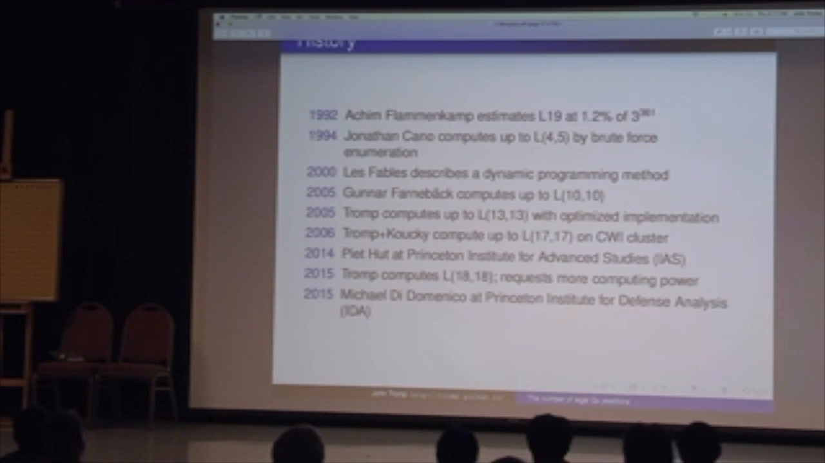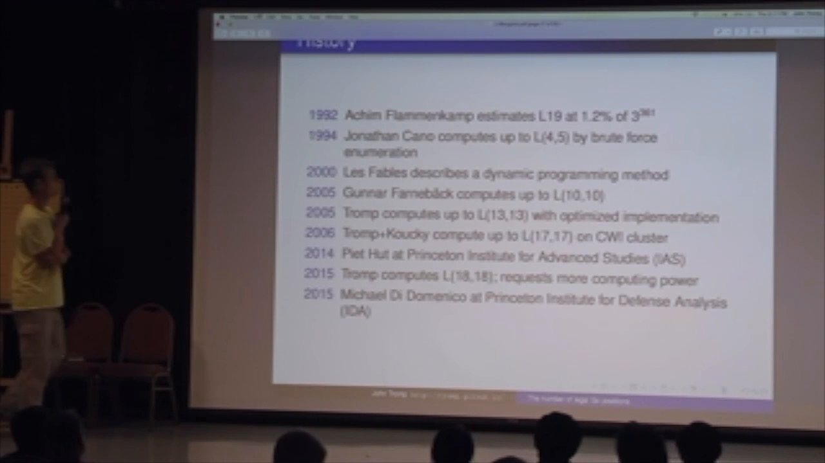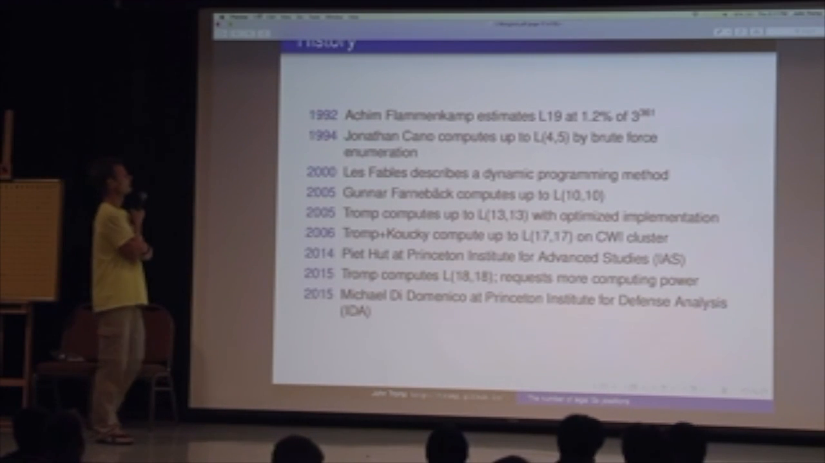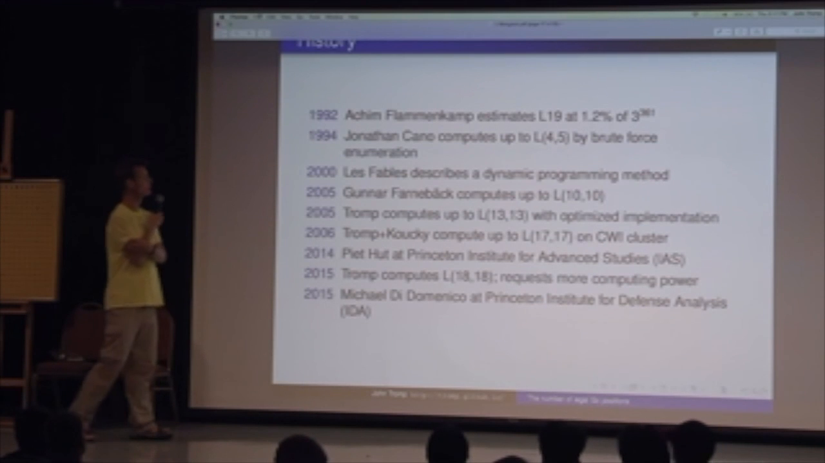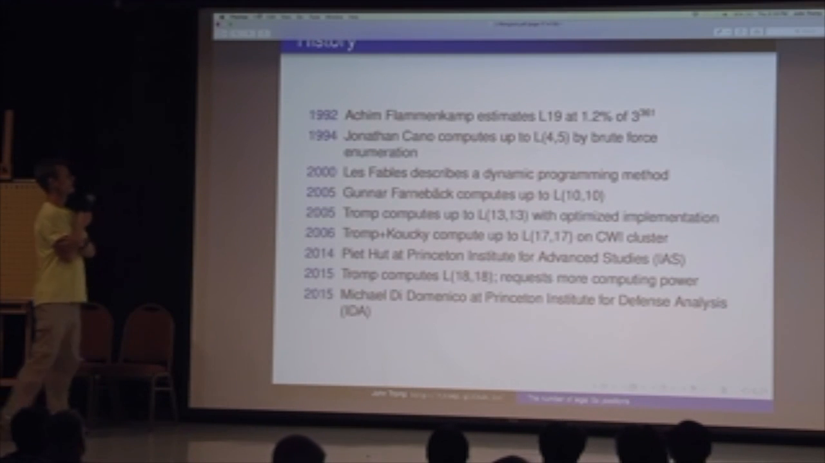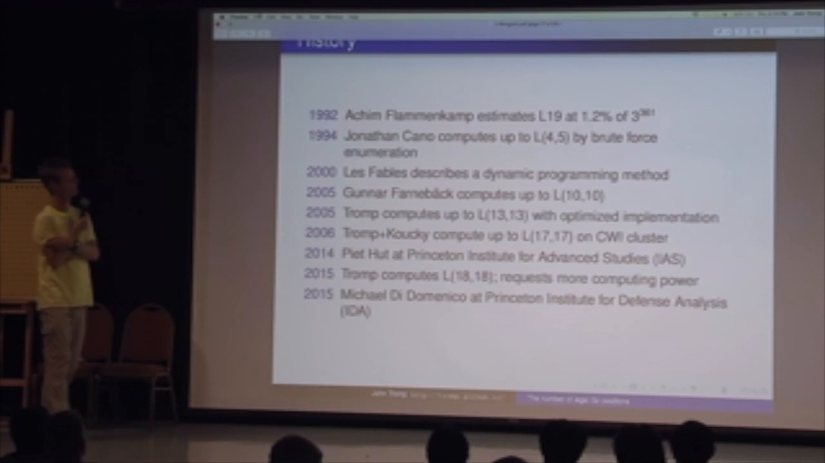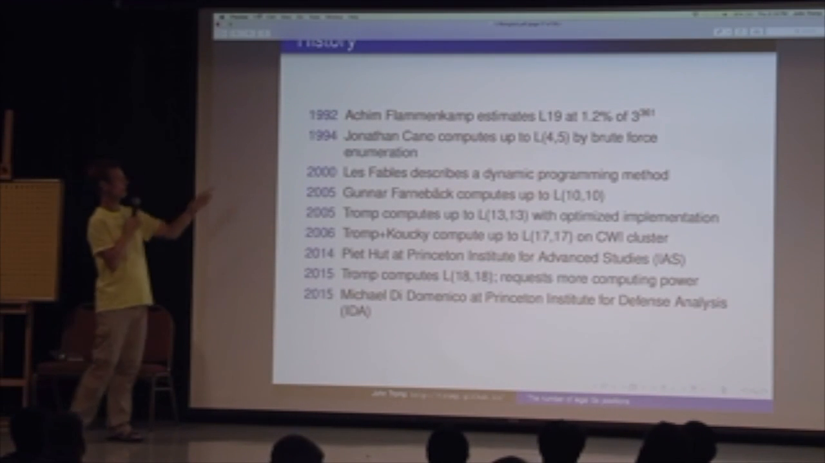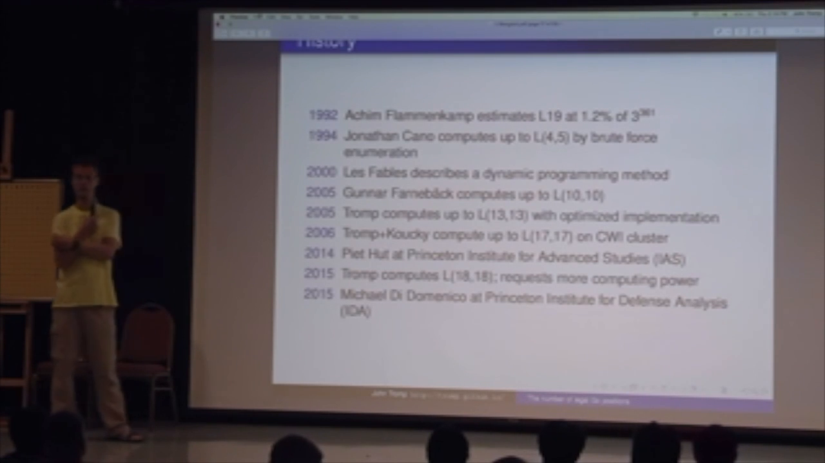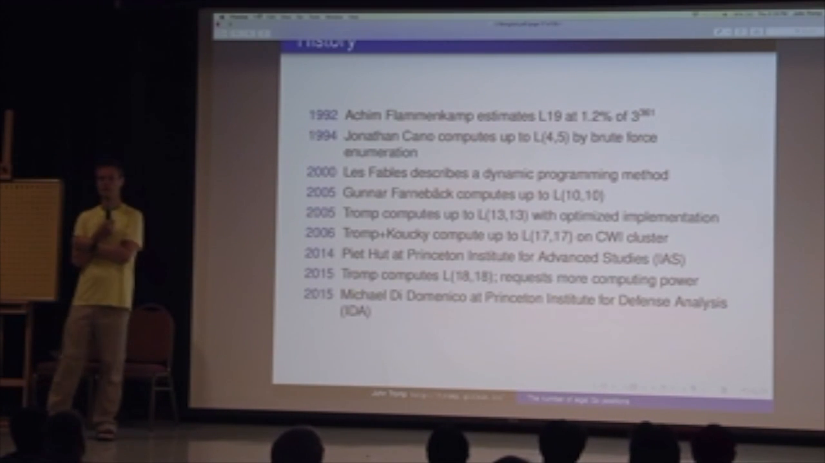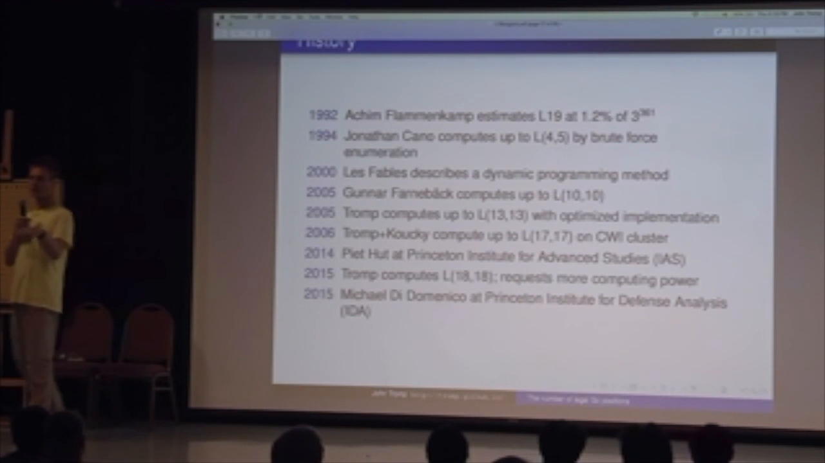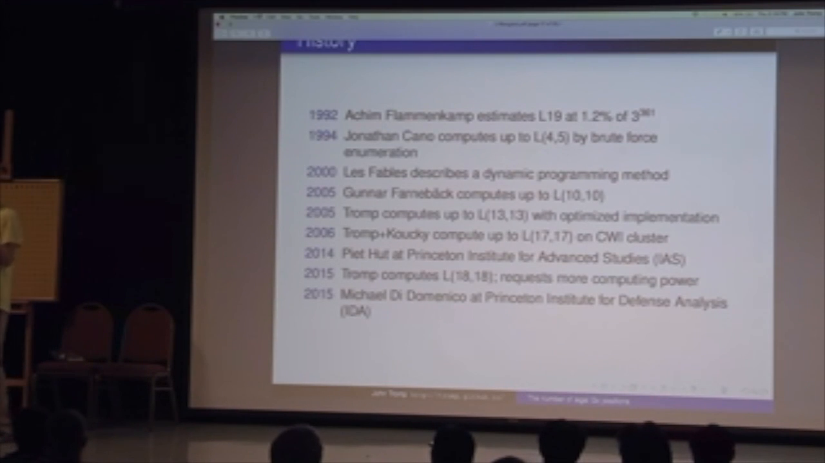So a little history about this problem. Back in 1992, there was a discussion on the Rec Games Go newsgroup, where a German fellow by the name of Achim Flammenkamp was able to estimate the number of legal positions at this 1.2% fraction. So he just sprinkled random Go positions on the board and counted how many of the random sprinklings turned out to be legal. And he found it was pretty close to 1.2%.